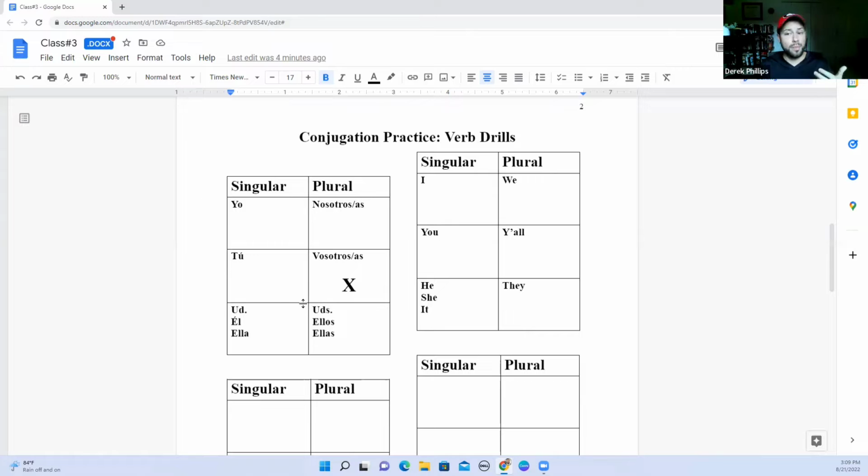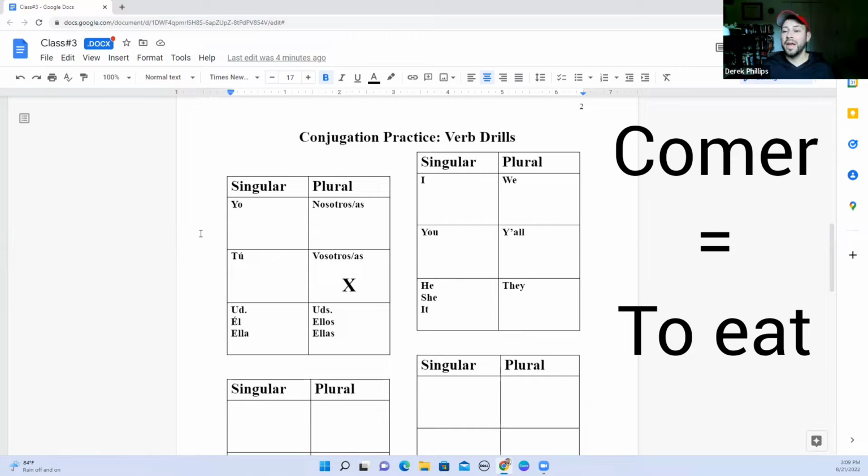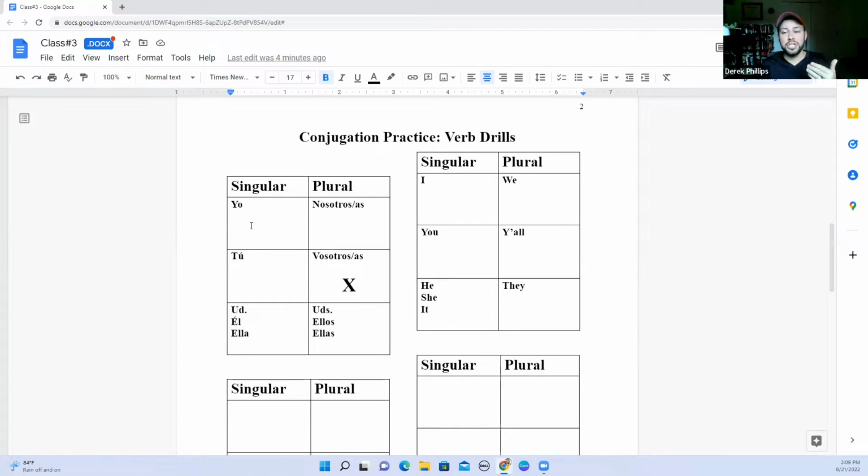Let's choose a verb. For example, for my Spanish speakers out there, let's take comer. Comer. In Spanish, we change the final letter or letters of each form of the verb. For example, we would say something like yo como, or tú comes. Usted, él, ella come. Nosotros, nosotras comemos.